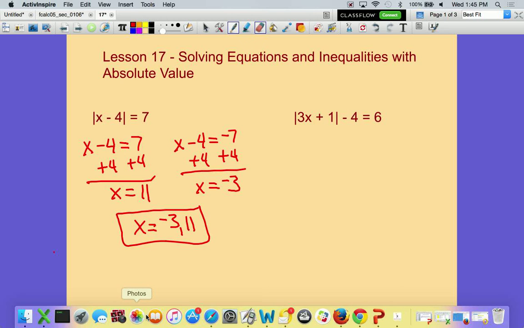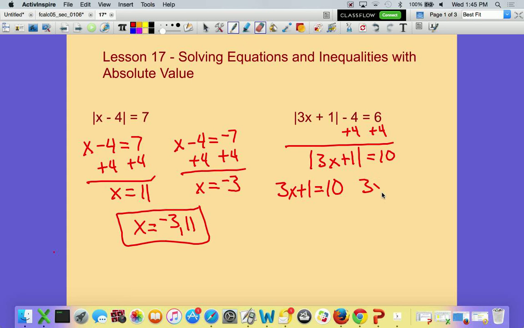With our next one, I see this negative 4 out here. Yes, I've got an absolute value, I need to deal with it. But before I deal with it, this 4 has got to go to the other side. So we've got absolute value of 3x plus 1 equals 10. Now, since there's nothing over here except for the absolute value, now I need to split these into two equations. 3x plus 1 equals 10. 3x plus 1 equals, run the negative through the answer, negative 10. Notice that what is inside the absolute value sign stays the same for both of these.